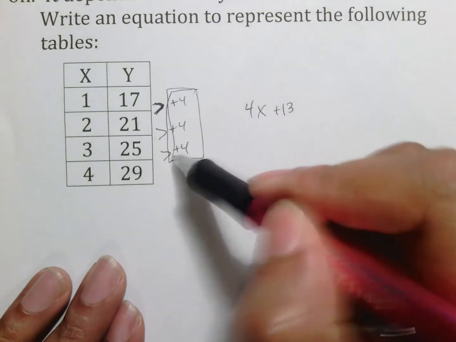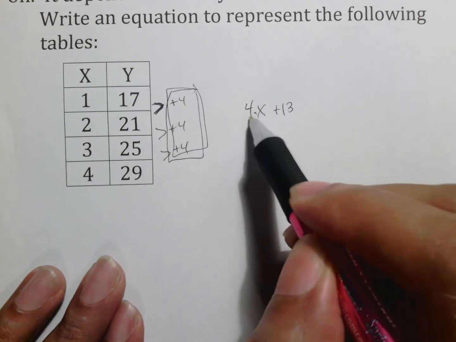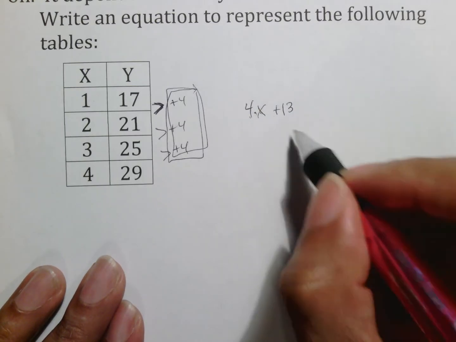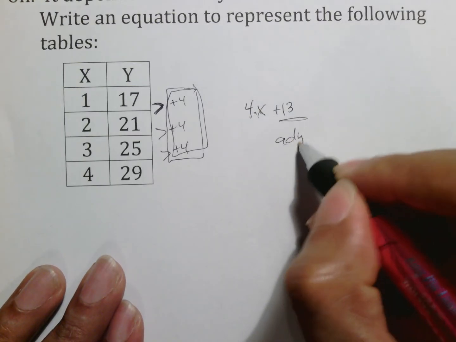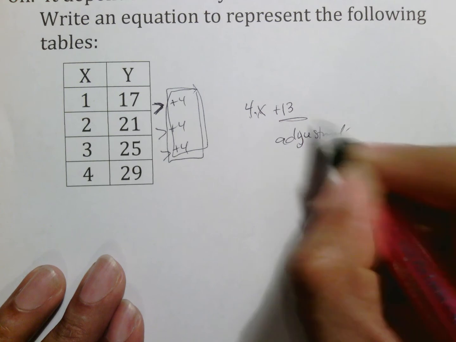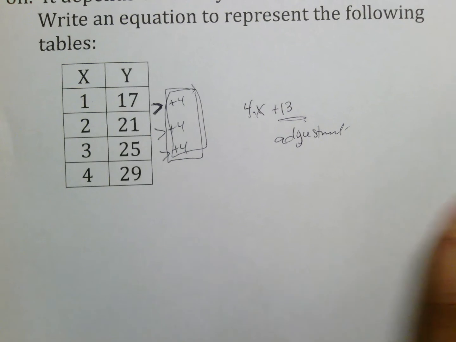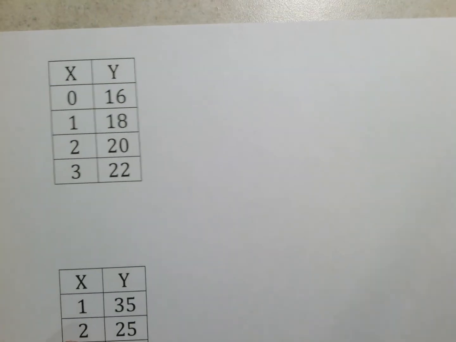So again, you use the difference as your rate of change. That number gets multiplied by x, and then this number represents your adjustment. Okay? So that's pretty much all that there is to it whenever you have a linear pattern. Let's look at another one here.